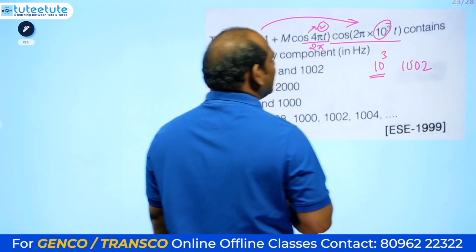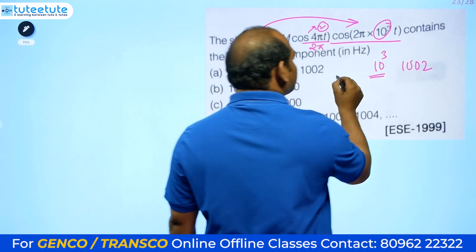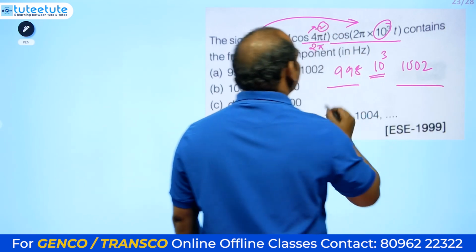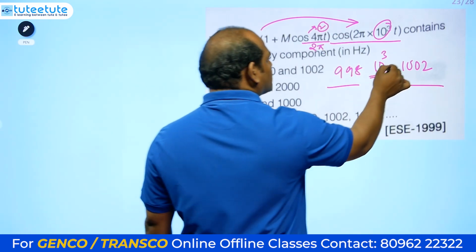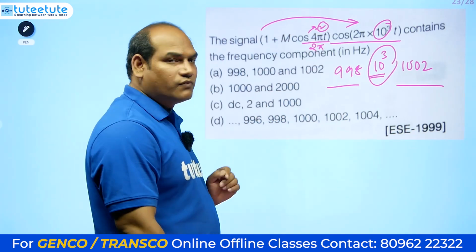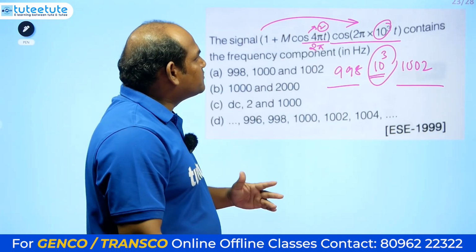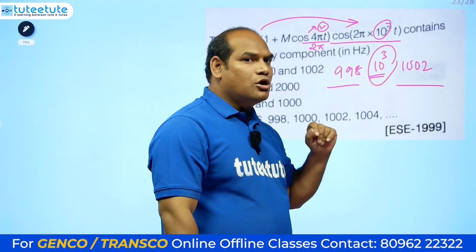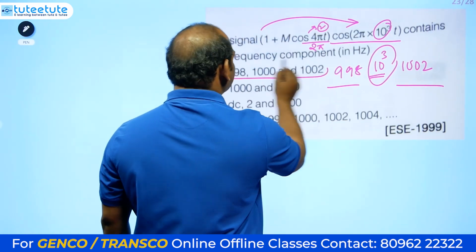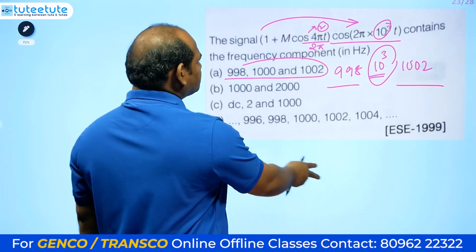1002 you will get, and 1000 minus 2, that means 998. So 998 and 1002 we are getting from the product of these two, and this 1000 we are getting only because of this cos term. That cos is multiplied with 1, so only the individual cos term is there, because of that we are getting 1000. So 998, 1000, 1002. That means option A is the correct option.